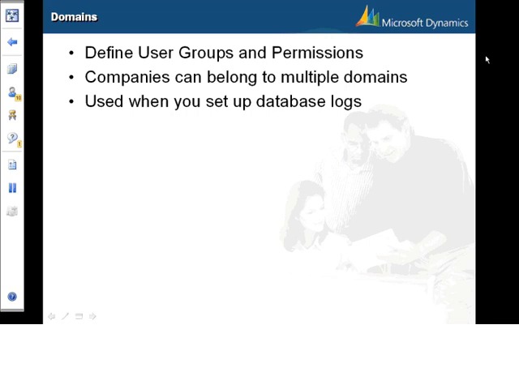Users can define user groups and permissions by establishing a domain. Domains make it easier to maintain user group security if several companies use the same security profile. A single company can belong to more than one domain. In addition to user groups, domains are used when a log is set up of the following database actions: insert, update, and delete. Database log actions are set in the administration and setup.